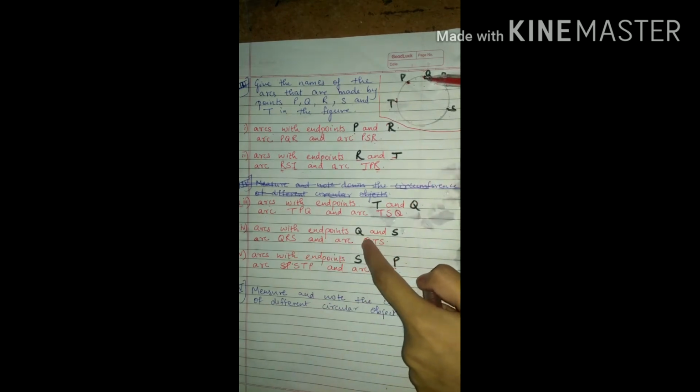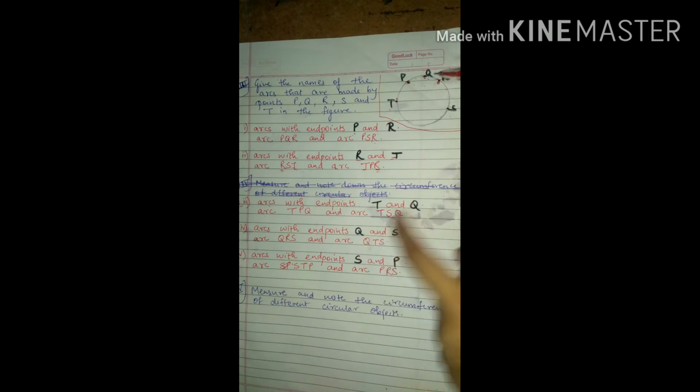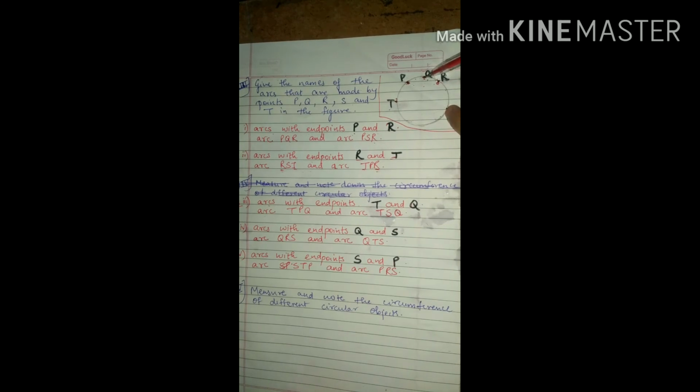Arc with the end points Q and S. Q and S are the end points. So how many arcs are formed? QRS, one arc, and the other arc is QTS.